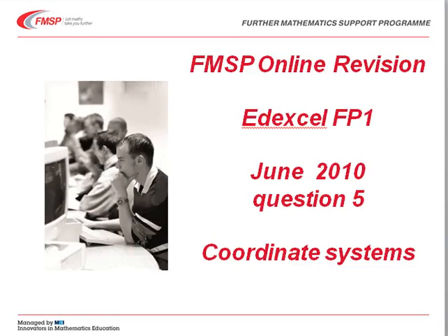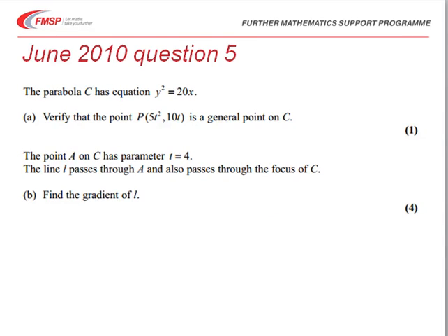In this video I'm going to be looking at question 5 from the June 2010 Edexcel FP1 paper. The topic of the question is coordinate systems. The question starts by telling us that the parabola C has equation y squared equals 20x and asks that we verify that the point P (5t squared, 10t) is a general point on this parabola.